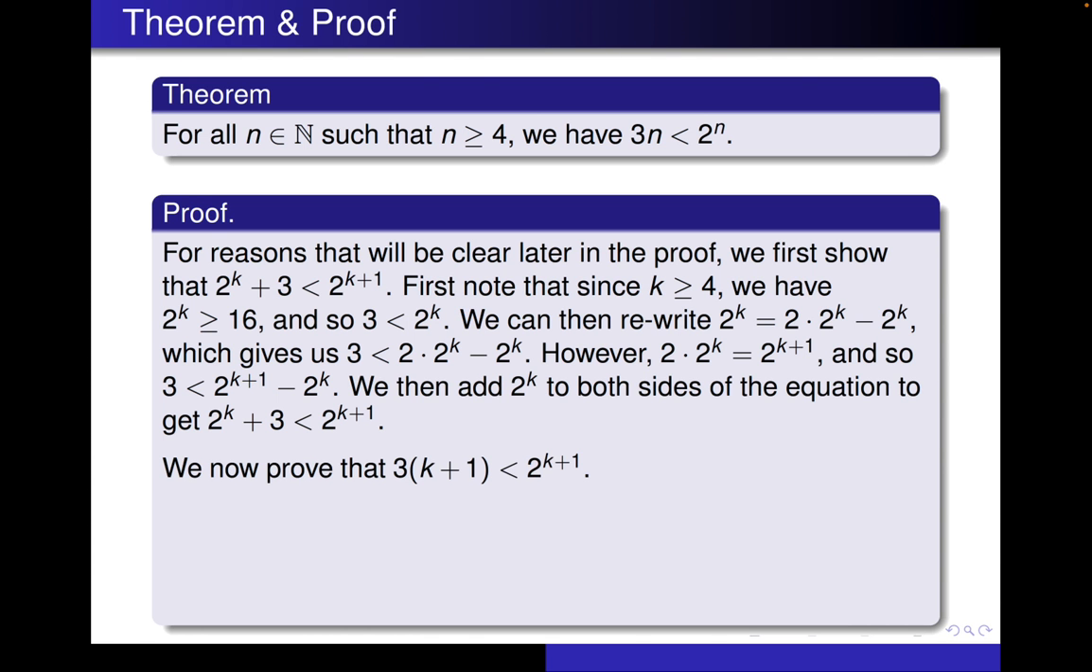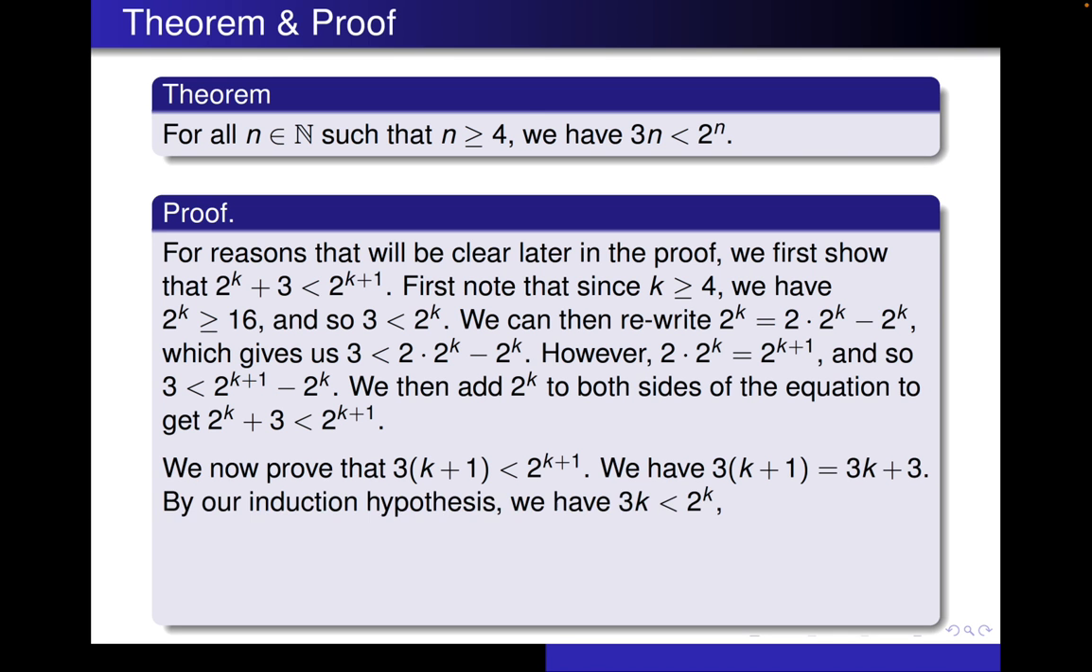Now we're going to finally get back to proving that 3 times k plus 1 is less than 2 to the k plus 1, which remember, that was our goal to begin with. So here's what we have. 3 times k plus 1 is equal to 3k plus 3. By our induction hypothesis, we know that 3k is less than 2 to the k, and that means that 3k plus 3 is less than 2 to the k plus 3. Again, we're replacing 3k with a quantity that's bigger than 3k. That means that 3 times k plus 1 is less than 2 to the k plus 3.